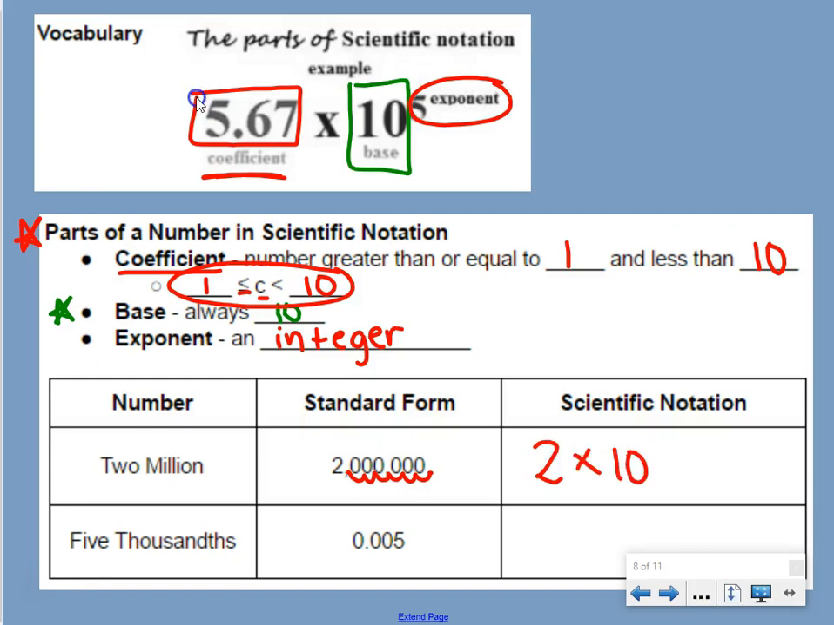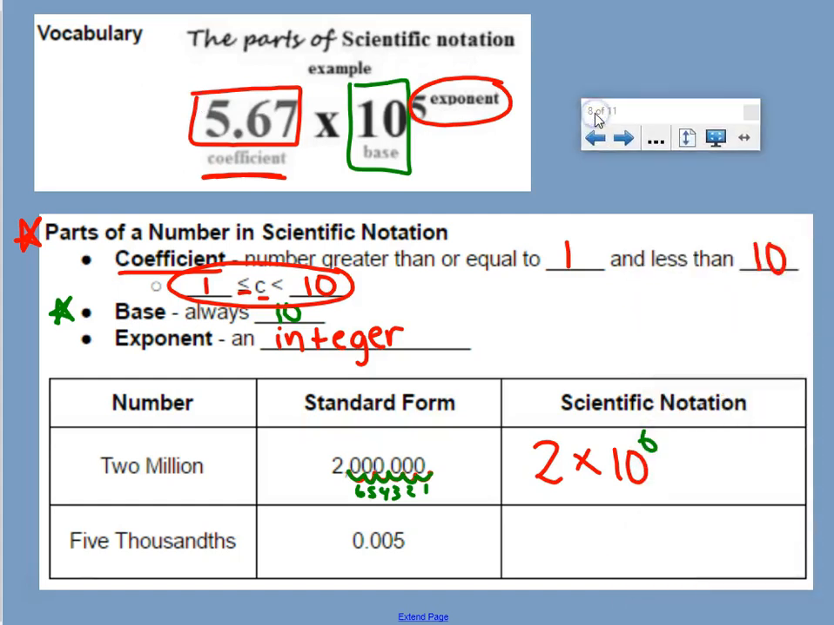Times 10, always 10, and then our exponent, that's the number of times we had to move the decimal point. So if we count 1 movement, 2, 3, 4, 5, 6. We move the decimal point 6 times. It's these jumps. So count 1, 2, 3, 4, 5, 6. So our exponent is 6. So in scientific notation, that is 2 times 10 to the 6th power.